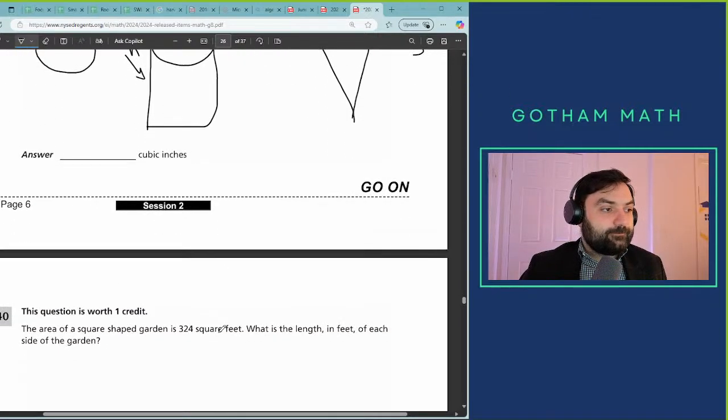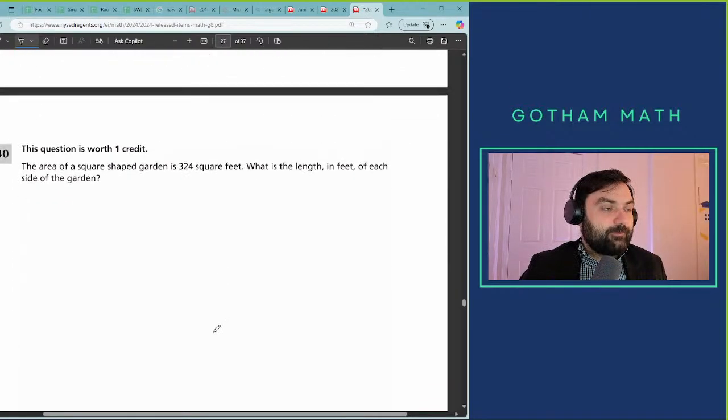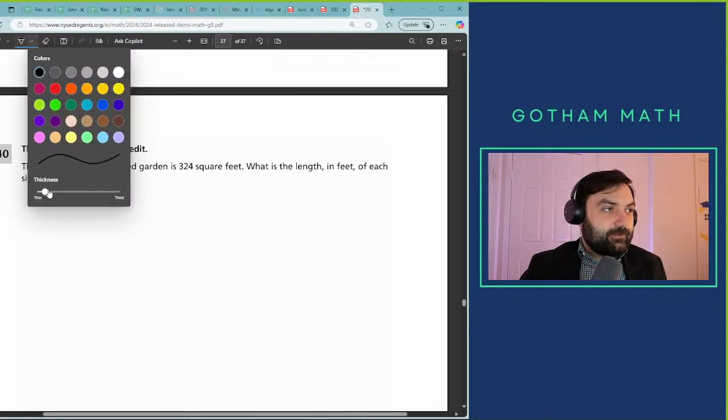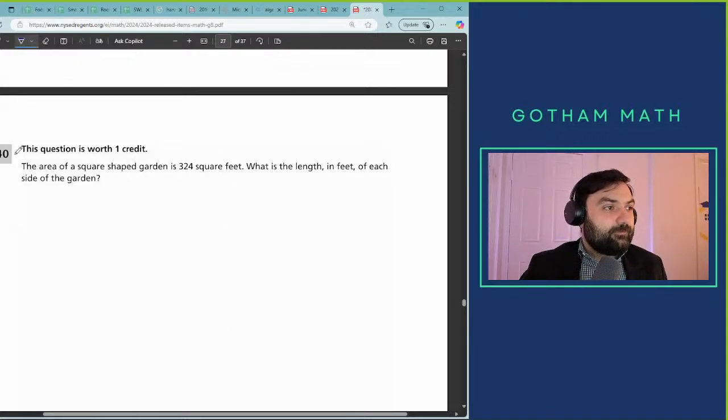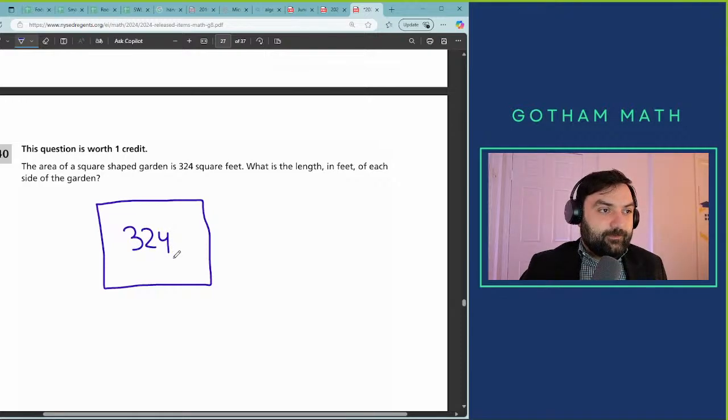All right, we're moving on to the next one. It's another geometry question. How many geometry questions are there? No idea. The area of a square-shaped garden is 324 square feet. What is the length in feet of each side of the garden?